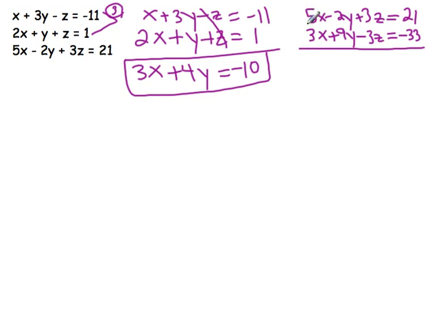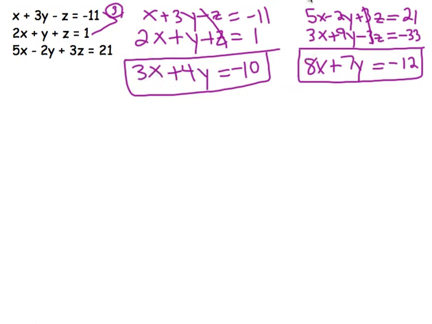So now when I add these up, I've got 8x plus 7y. The z's cancel out, equals negative 12. All right? So now I have two equations with just x and y. With these two equations, it works just like when we had two equations before. I need to decide, do I want to get rid of x or do I want to get rid of y? For these two, it probably doesn't matter real much which one you get rid of. I'm going to go ahead and get rid of the x, okay?